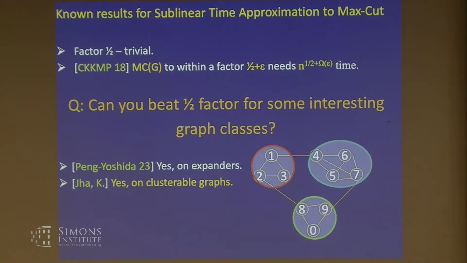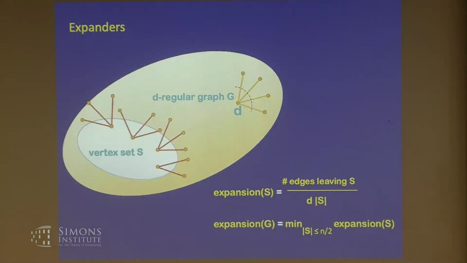So now let me formalize what clusterable graphs are, and I do that by first reminding you what expanders are. I'm given some d-regular graph, and I consider some way of partitioning the vertex set into two subsets, S and S complement. Let's call S the smaller side, the side that contains fewer than half the vertices. And expansion is just a notion of connectivity.